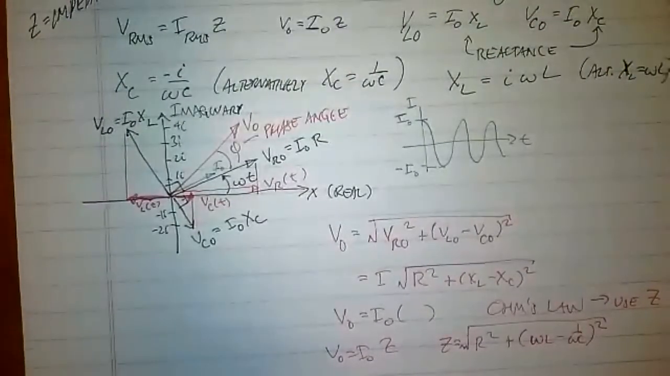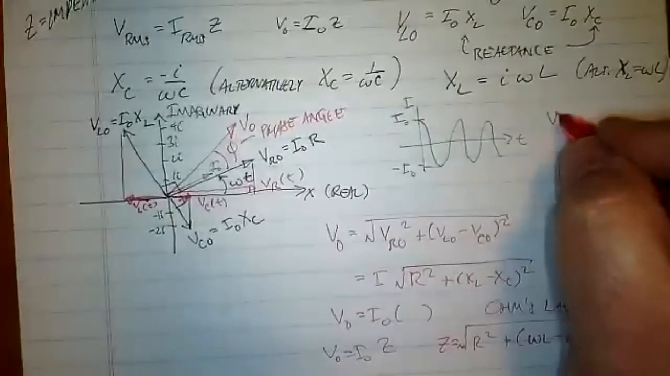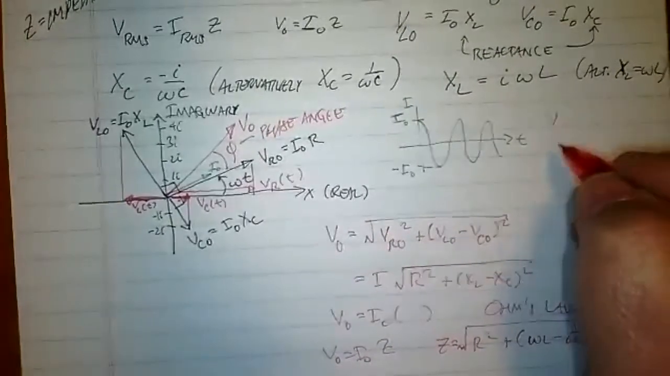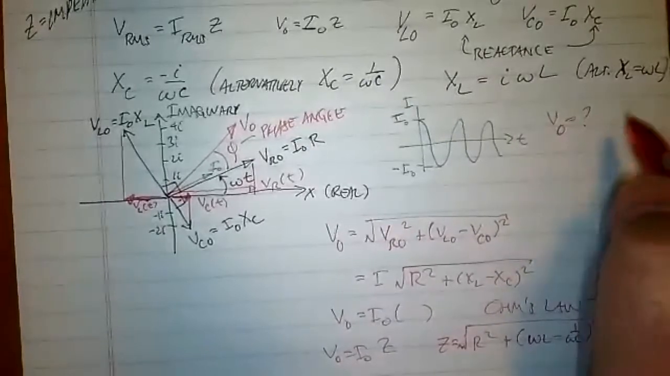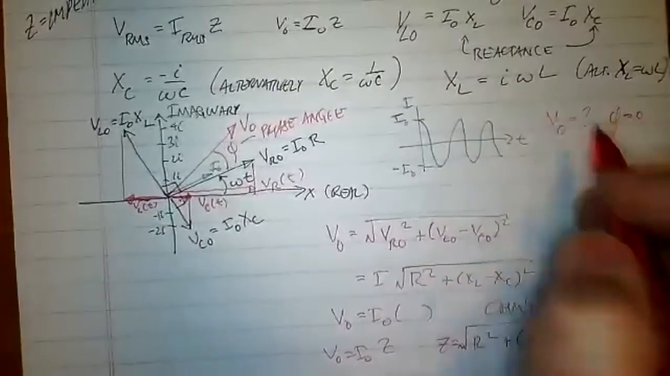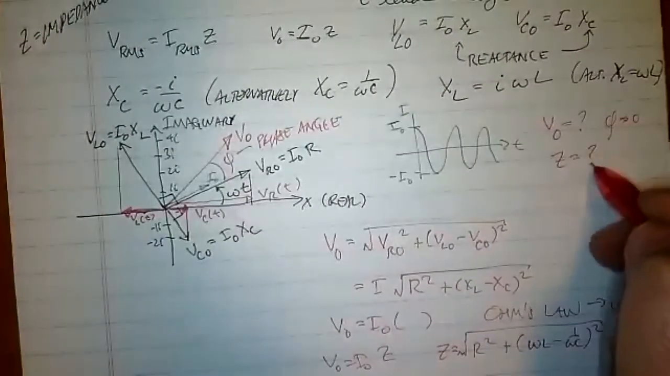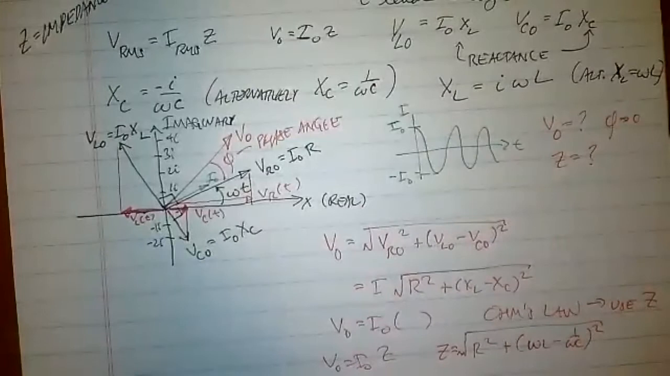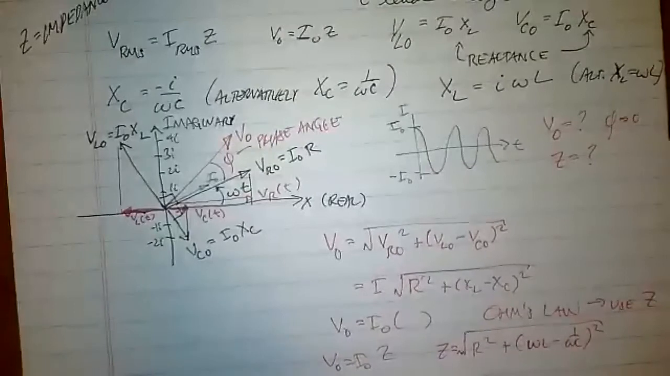So let's do that. We want to know phi and we want to know V0. So that's our problem. V0 equals question mark and phi equals question mark. And of course, you can also say that Z equals question mark. So if I want to do that, first off, I'm going to calculate XL.